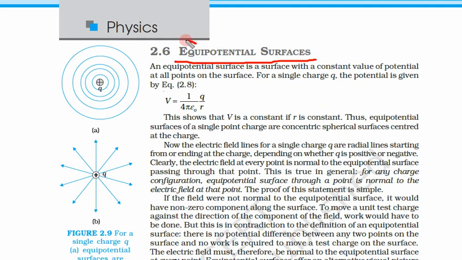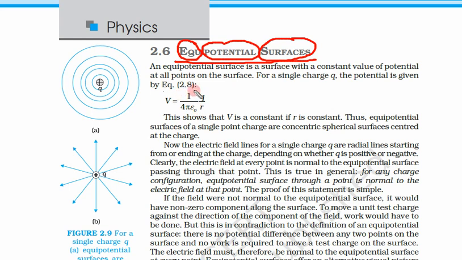So what is the meaning of equi? Equi is equal. Potential, you know what is potential, and surface is surface. Those surfaces on which the value of potential is equal are called equipotential surfaces. And here the definition is also written: an equipotential surface is a surface with a constant value of potential at all points of the surface. So this is a little bit complicated, but what I am trying to say is, if there is a surface on which potential is same everywhere, that is called an equipotential surface.